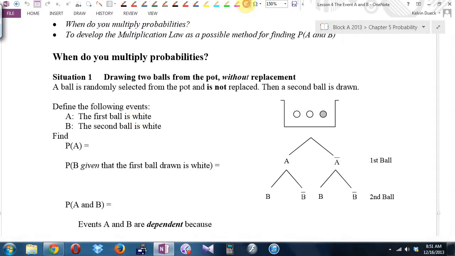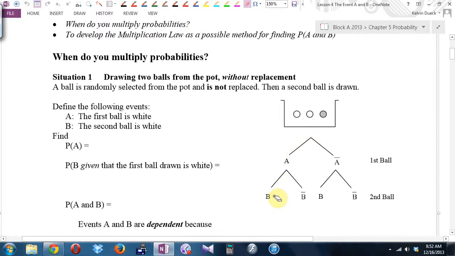To solve these questions, especially when there's 2 events, I find a probability tree is my best tool. And here's what I mean. What we're going to do is we're going to sketch out a blank tree. So this says first ball white, not white. Second ball white, not white. Second ball white, not white. Here would be if the first ball was not white. Here would be if the first ball was white.